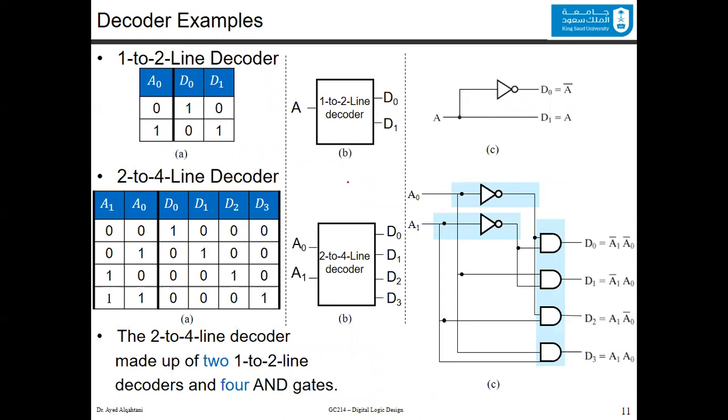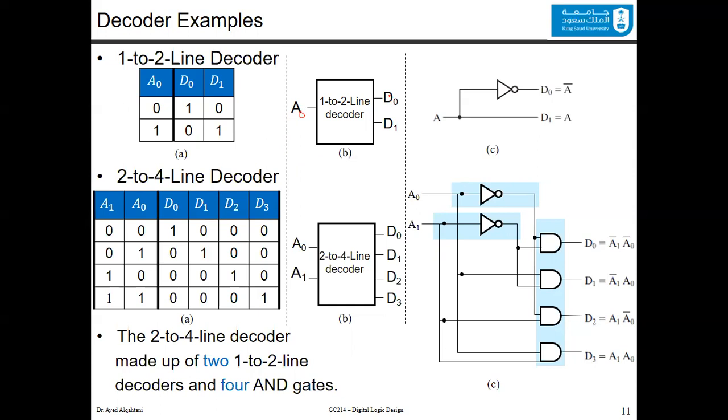As examples, so you understand the idea better, this is a 1 to 2 line decoder, which is the simplest. Here we have only one input, which is A0. It could be 0 or 1. And we have two line outputs, which are D0 and D1. So we have this input A, and we have two outputs, D0 and D1. We could consider it either A or A0. It's fine.